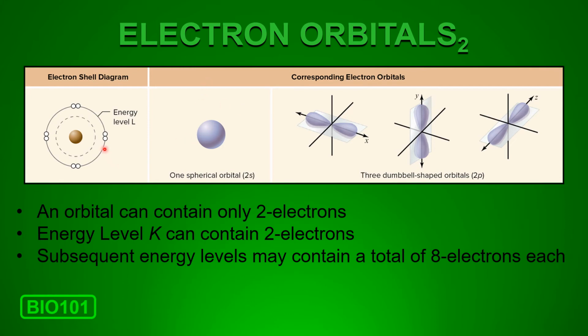Okay, so here we have the nucleus there. You have energy level K, which is the first energy level closest to the nucleus, and as you move out, here's energy level L. Here's the distinction, don't get confused. An orbital can only contain 2 electrons. Any orbital can only contain 2 electrons. However, an energy level can contain 1 or more electrons. So energy level K, which is closest to the nucleus, can only contain 2 electrons.